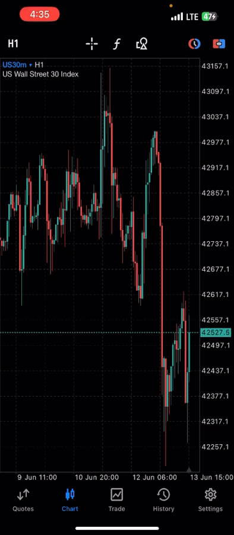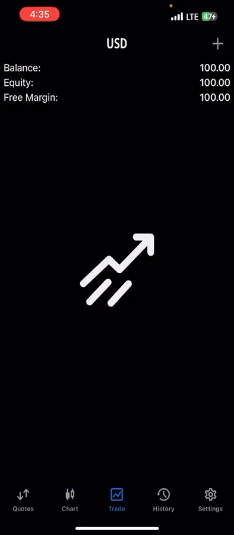All right, the next interface is the trade interface. This is where you're going to see your active trades. So if you're in a trade, this is where you're going to see it. If you also want to place a trade, you can place a trade here.